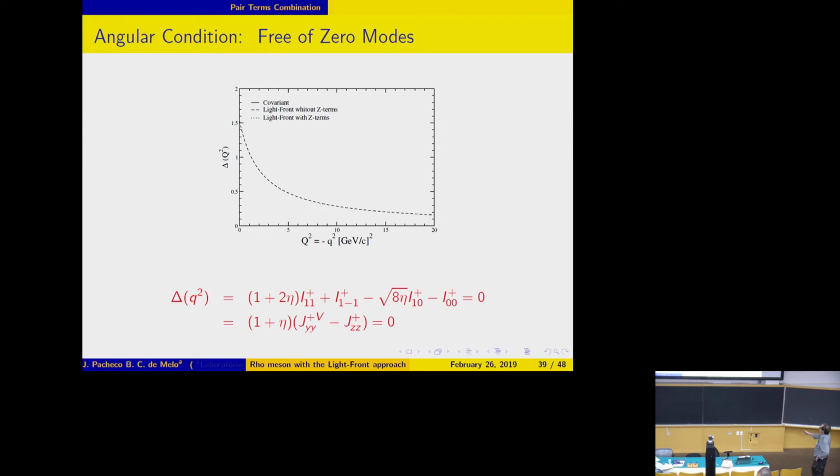It gives zero in the instant form, covariant. Without zero modes it is here. With zero modes it gives zero. It is broken a lot. You see? Broken a lot. Yeah, 20 GeV squared.